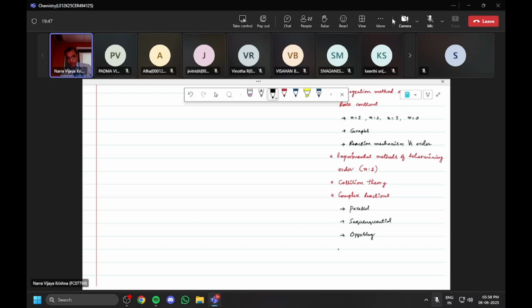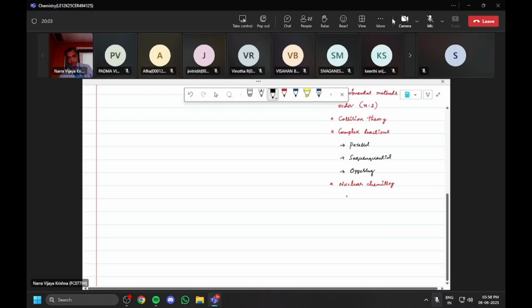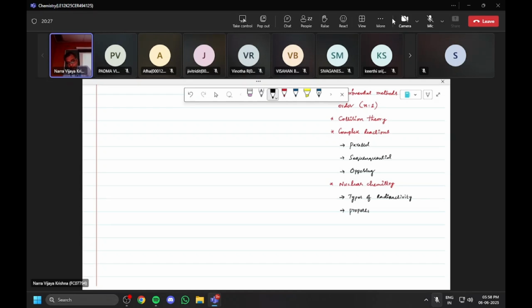And then we will go for nuclear chemistry. Under nuclear chemistry, first we will study regarding different ways of disintegration. Means both natural, artificial. Then we will study regarding properties of particles which get disintegrated. Means properties of alpha, beta, gamma.